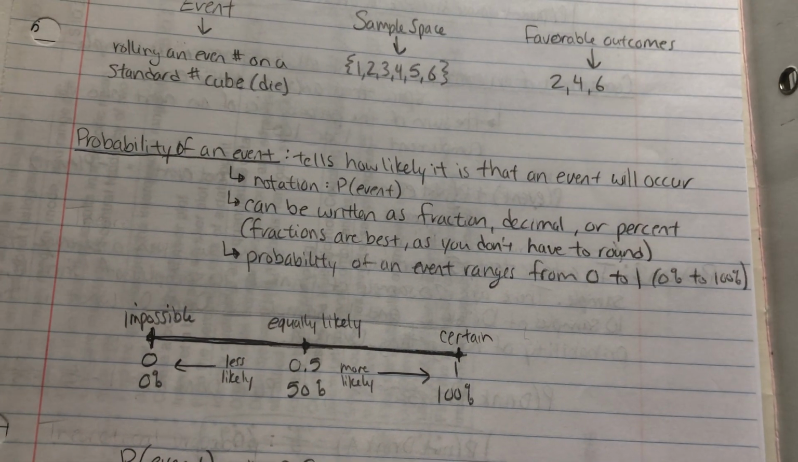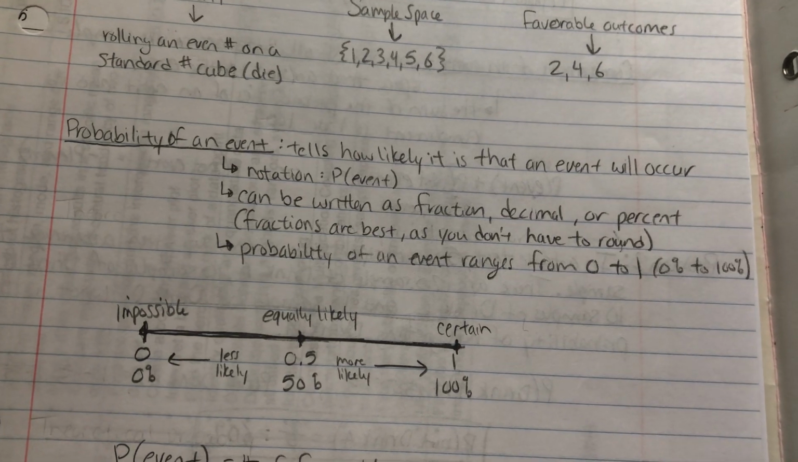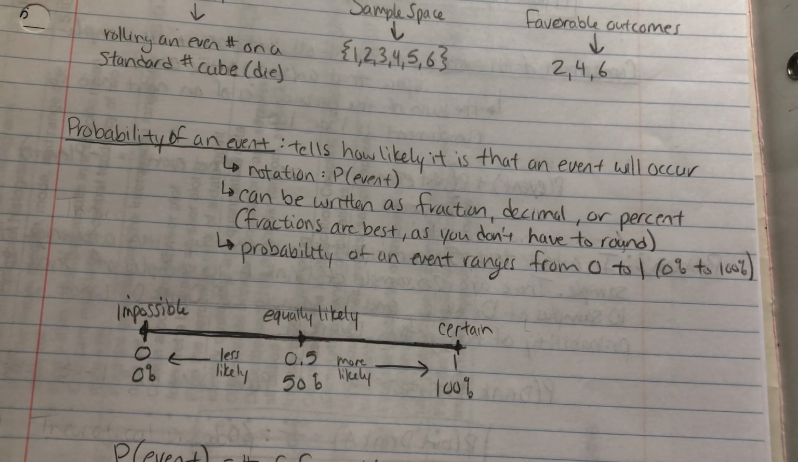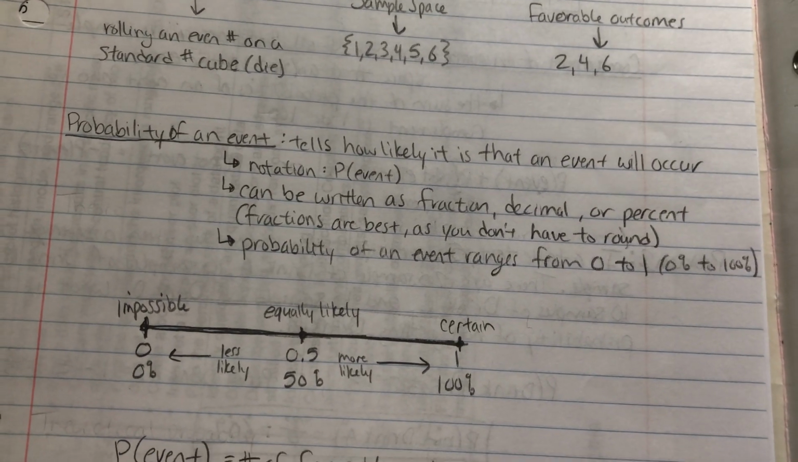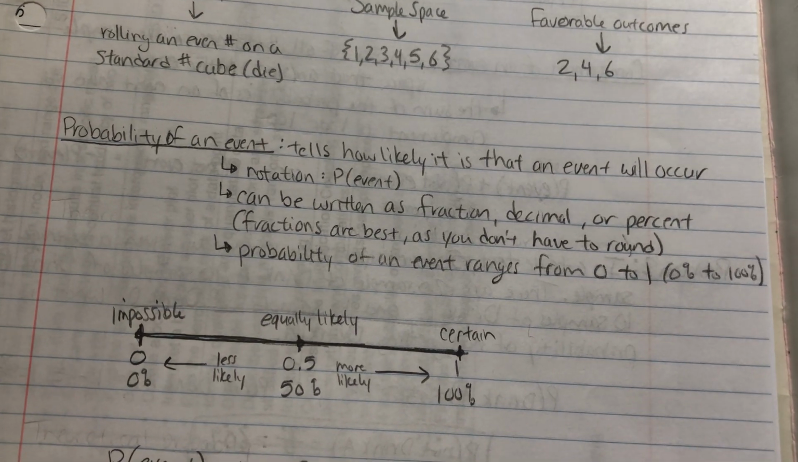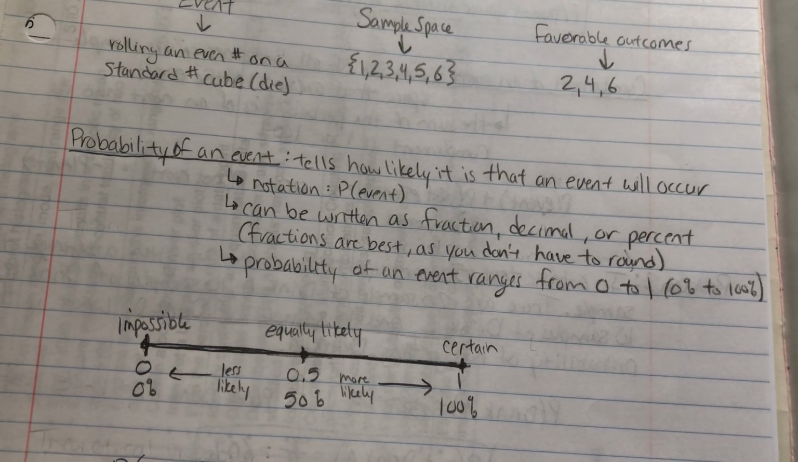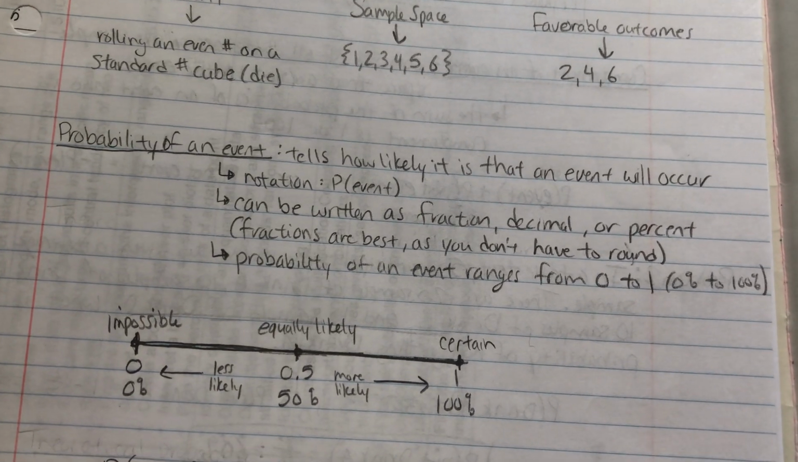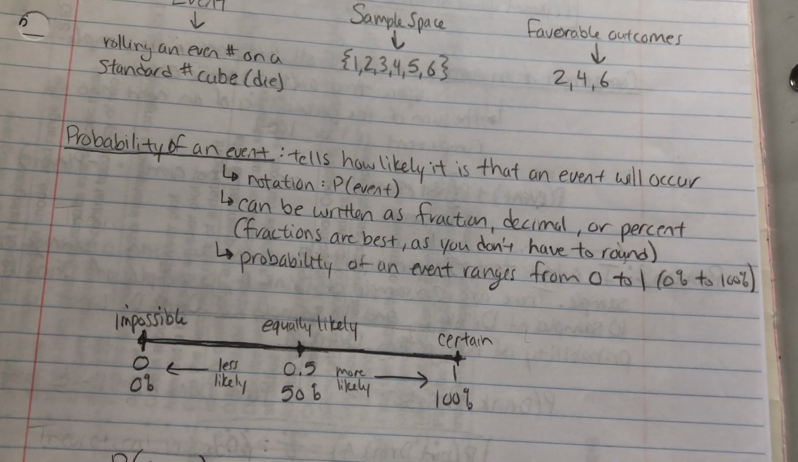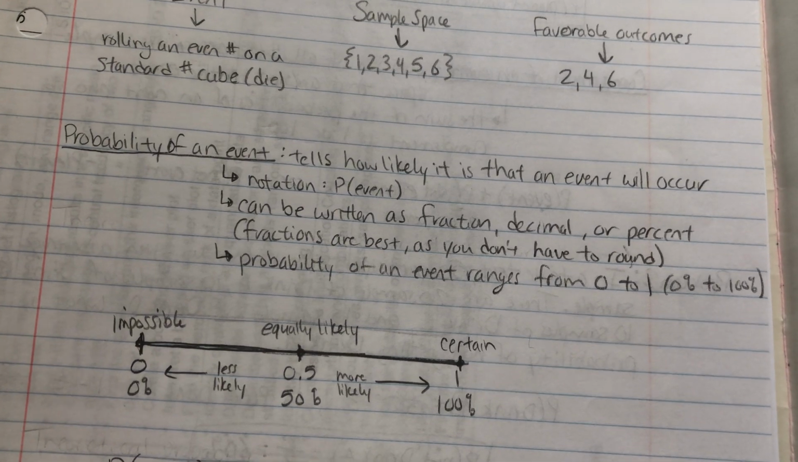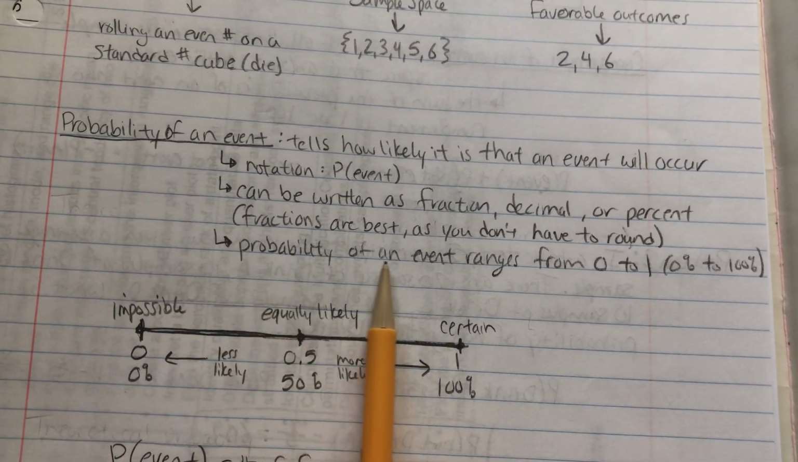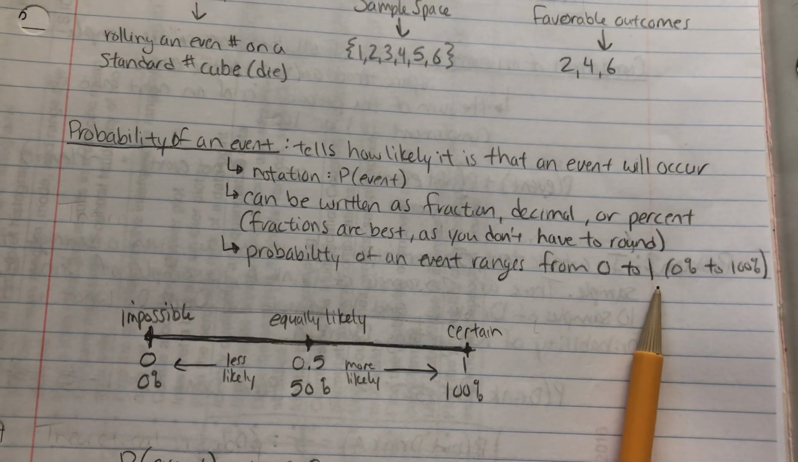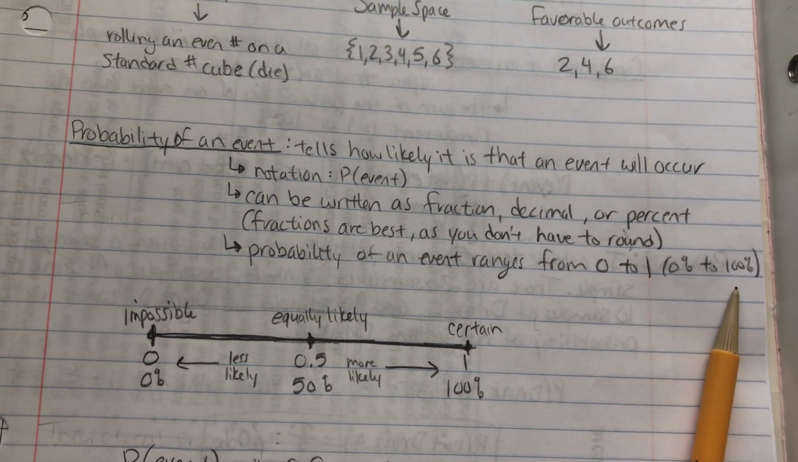And last year, you did not lose points if you did not simplify your fractions, just for the probability chapter. However, we want to go away from that. We want to continue to simplify all of our fractions. So if you have a probability of 4 out of 8, you should say the probability is 1/2 or 50%. Okay? And the last piece here, the probability of an event ranges from 0 to 1 or 0% to 100%.